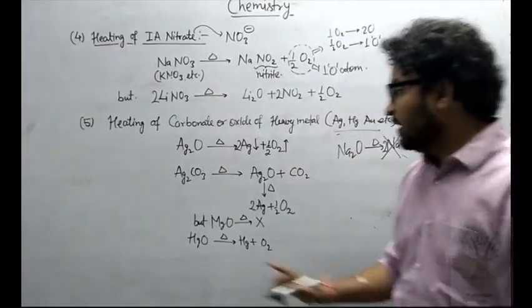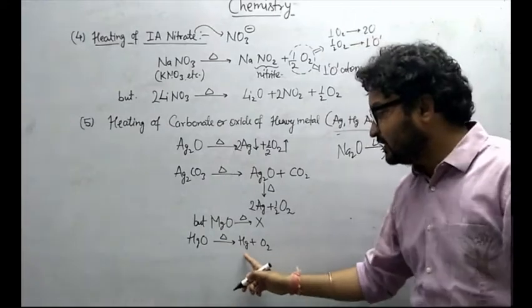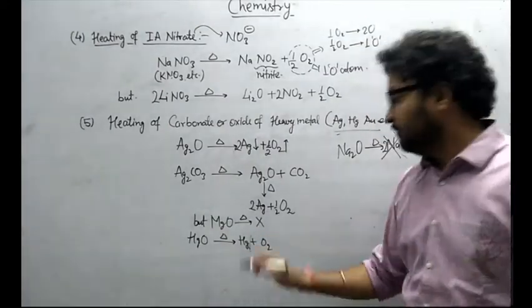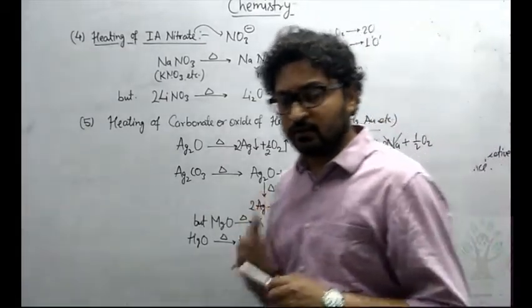Got it? Good. Now, similarly, suppose you have HgO. If you heat HgO, what will you get? Hg separate and O2 separate. For balancing purpose, multiply it here by half. Okay, let's move to the next reaction.